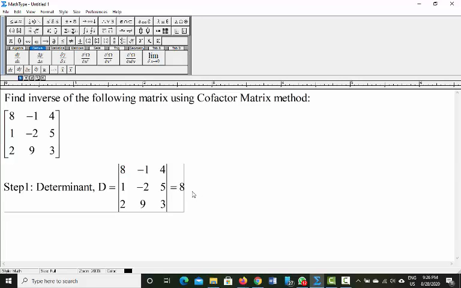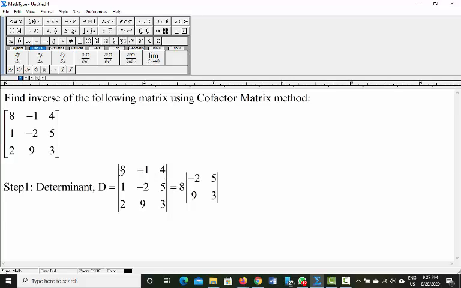So we will take the first element of the first row. Since we have taken the first element of the first row, this row needs to be ignored, and this column also needs to be ignored. So we will be left with minus 2, 5, 9, 3. I'm repeating again.